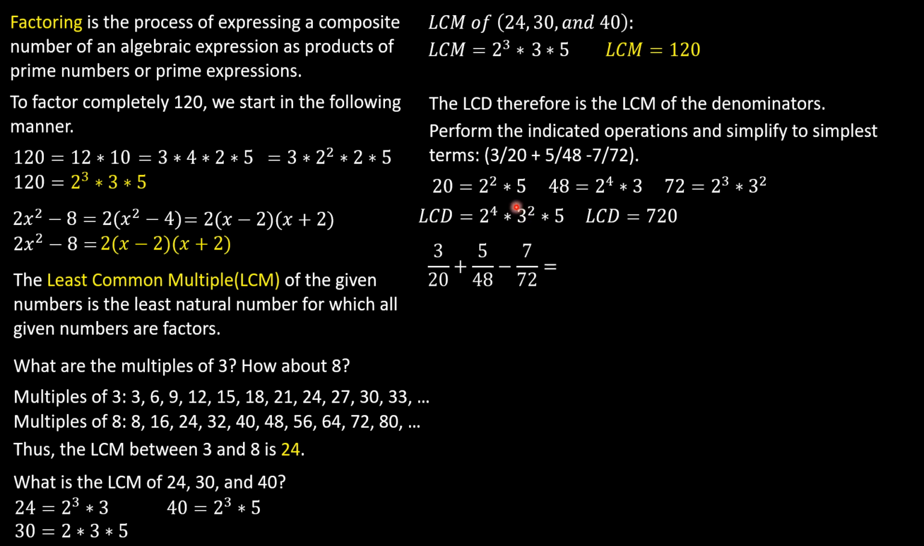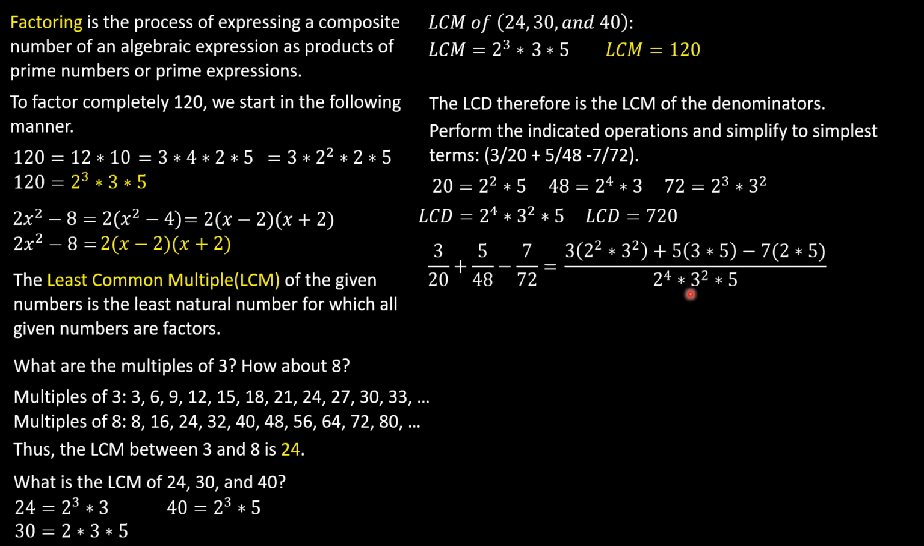So 2 to the 4th times 3 squared times 5 divided by 20, which is 2 squared times 5. Then we have 2 squared times 3 squared, the remaining. So we have 3 times 2 squared times 3 squared. Then plus 5 times the LCD, which is 2 to the 4th times 3 squared times 5 divided by 48, which is 2 to the 4th times 3. So we have 3 times 5 left. So that's why you have plus 5 times 3 times 5.